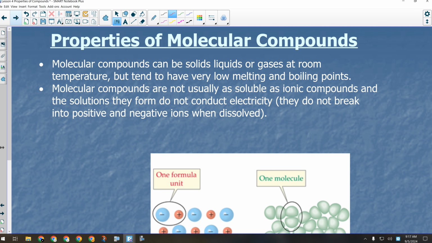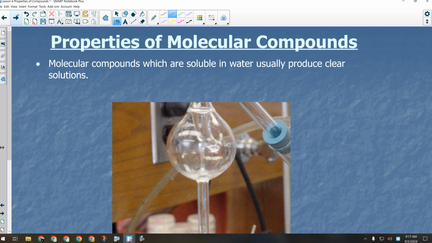All right, making sense on kind of the thinking process that we're going to want to go through for that lab? All right, now, molecular compounds that are soluble in water usually produce colorless solutions. Okay, if you have something that's got copper in it, you put it in water, the solution's going to turn blue. Same with cobalt, it's going to turn red. Okay, same with nickel, it's going to turn green. Okay, molecular compounds typically make clear solutions.